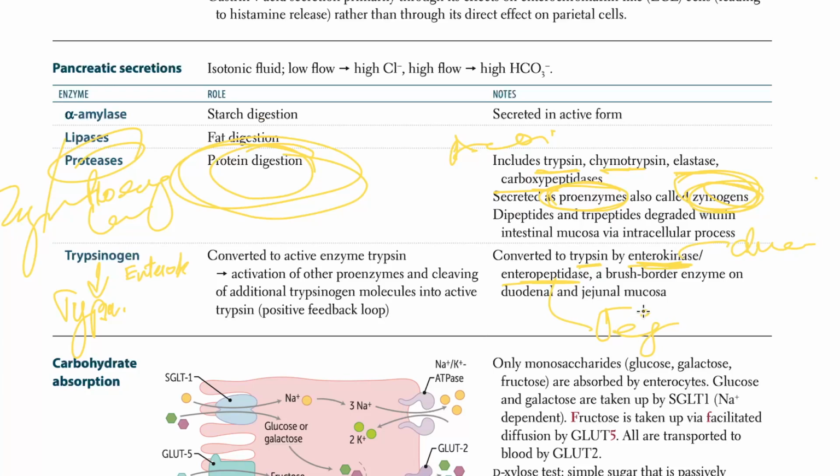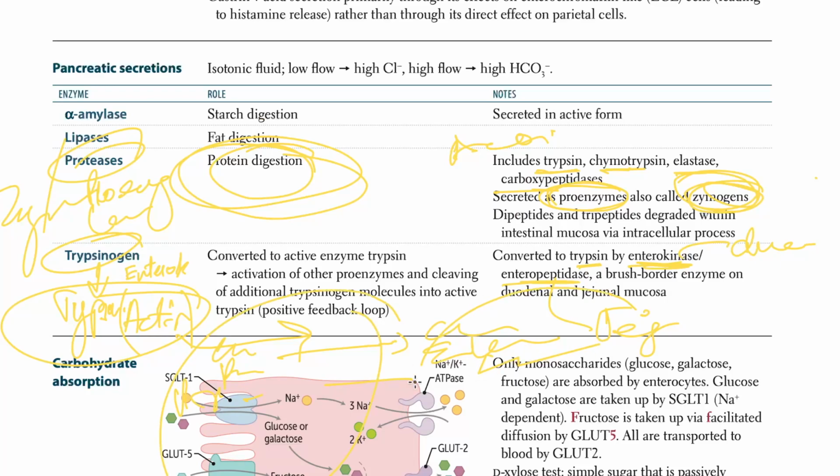Okay, so you need these two brush border enzymes to activate trypsinogen, which is a proenzyme, converted to an active state, which is trypsin. Now trypsin, this guy's going to do the main work now. It's going to go and activate all of its siblings. It's going to activate chymotrypsinogen into chymotrypsin. It's going to activate proelastases into elastases. It's going to activate procarboxypeptidases into carboxypeptidase. It's going to activate all the proenzymes.